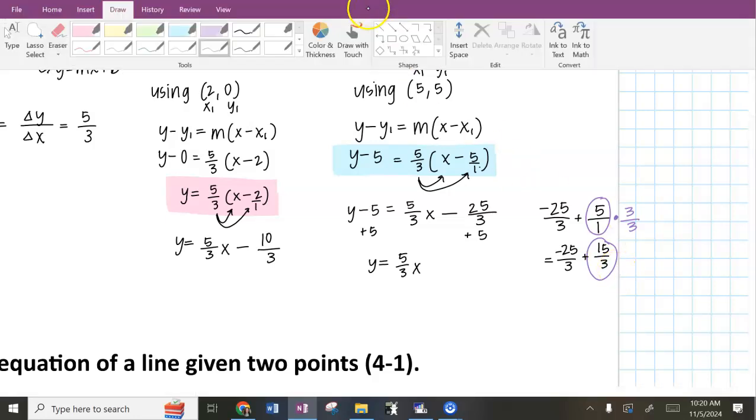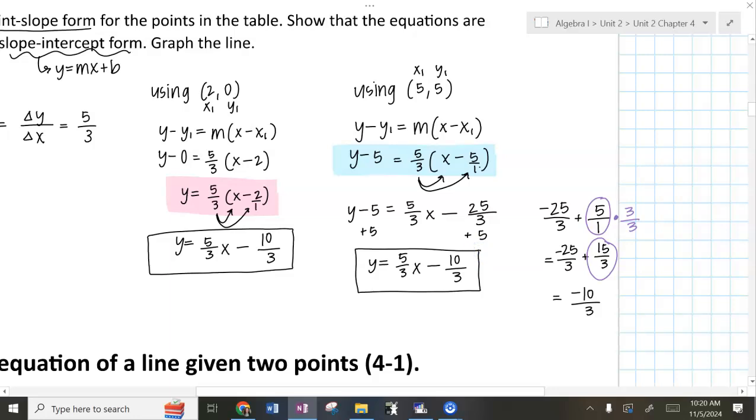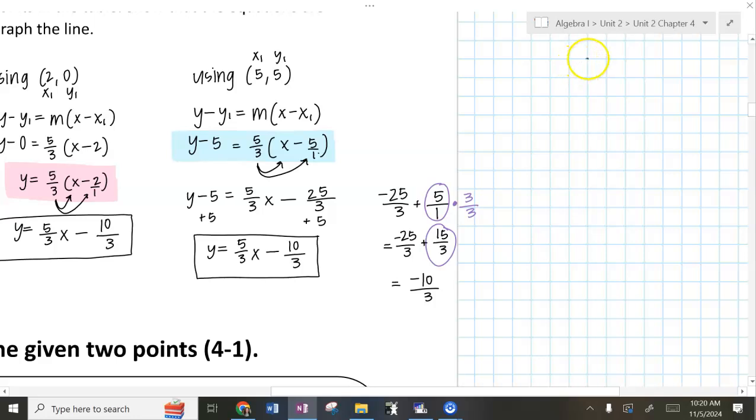So now when you add it together, negative 25 plus 15 gets you negative 10 over the common denominator 3. So we got the exact same thing, y equals 5/3 x minus 10 over 3. Once you put it in slope-intercept form, the equations will be the exact same.